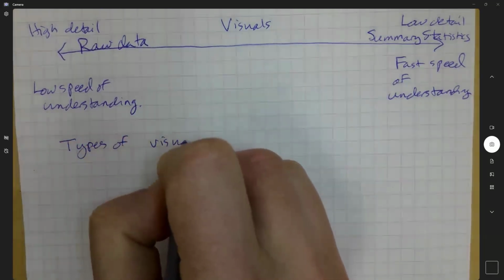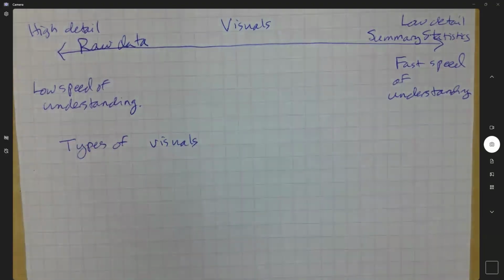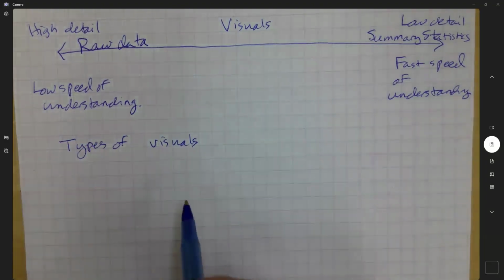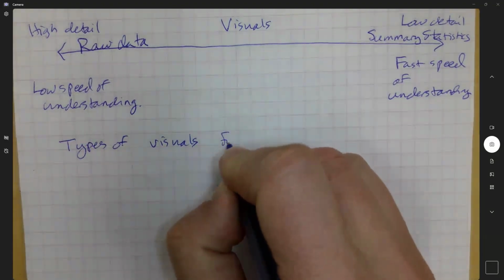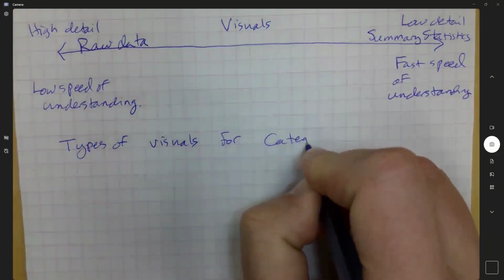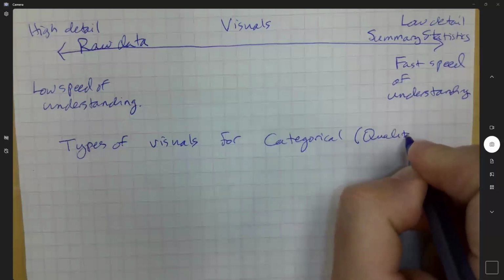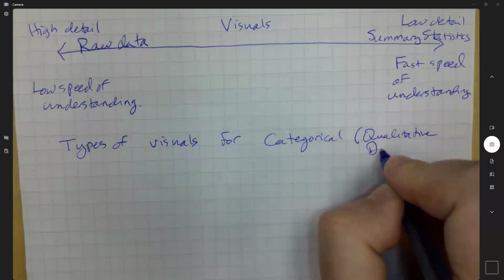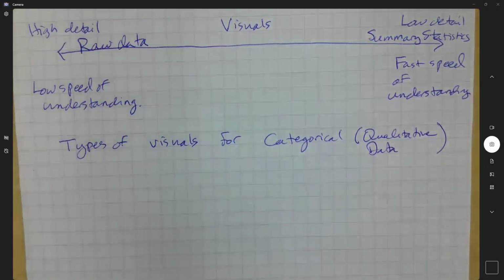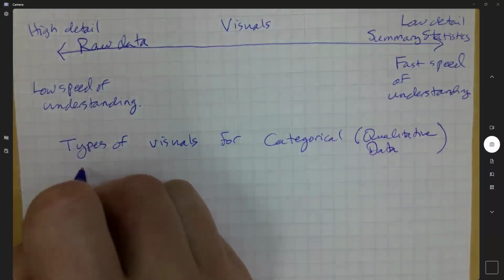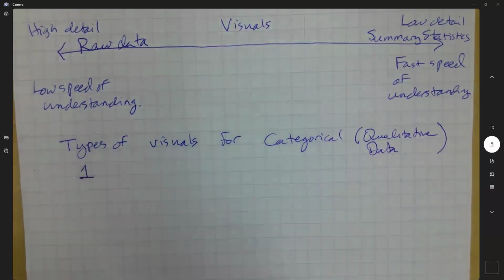Types of visuals. Well, we also have to go an extra step and say, what type of data are we looking at? Quantitative data or qualitative? So let's look at types of visuals for qualitative or categorical data. We're going to talk mostly about 2 types. One, I guess technically 3, but one of them's a subtype.